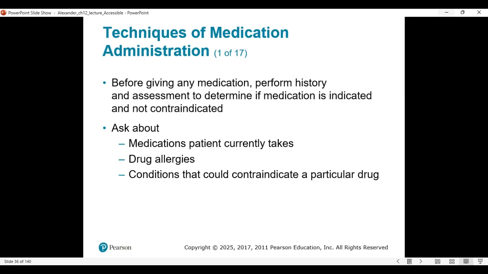Before we give any medication, we're going to perform a history assessment, right? That way we can indicate if the medicine is indicated or not indicated or contraindicated. We're going to ask about medications that the patient is currently taking, their allergies, and the conditions that are contraindications of a particular drug, or conditions that could indicate a particular drug.